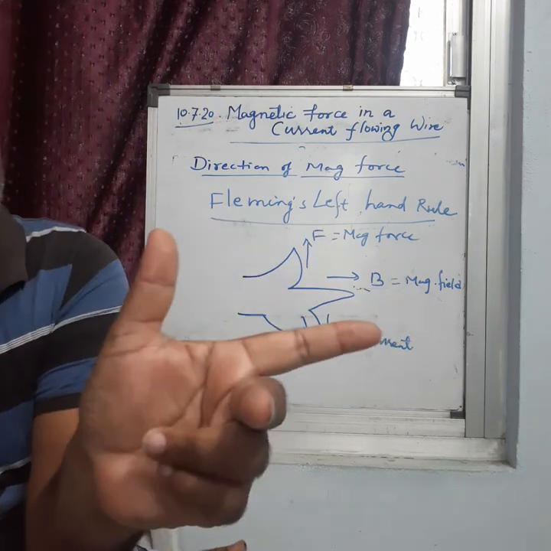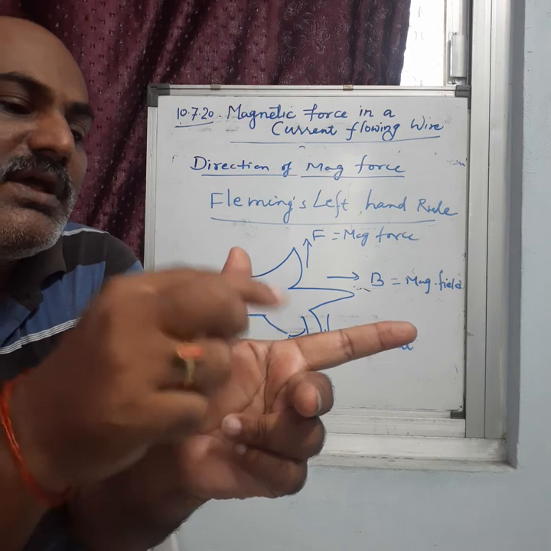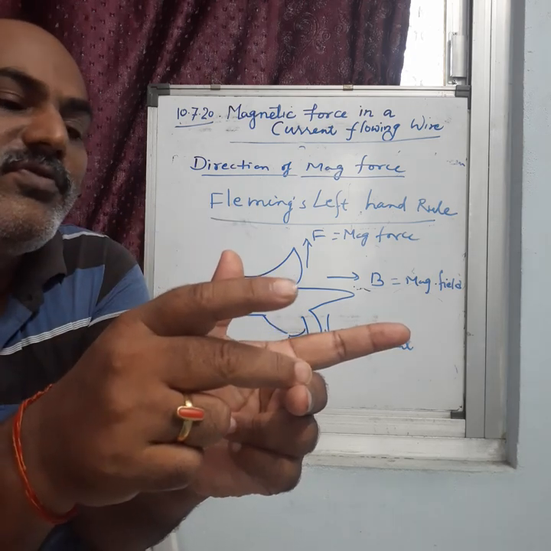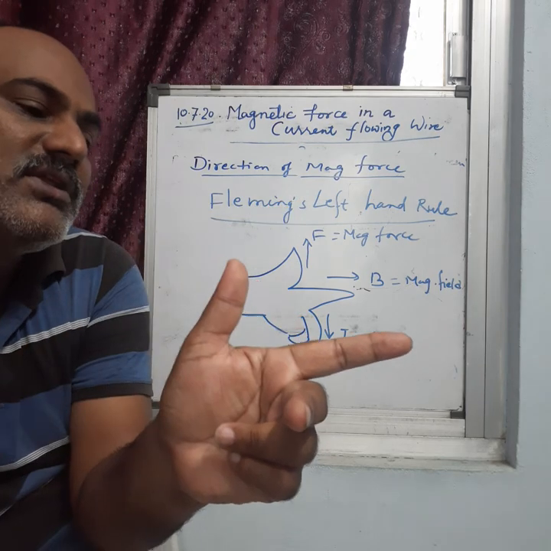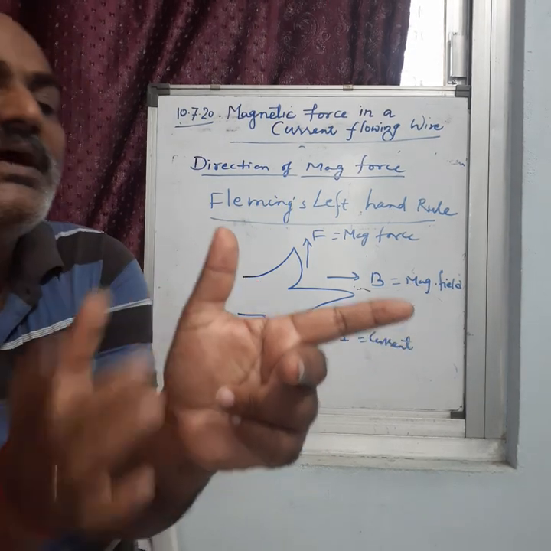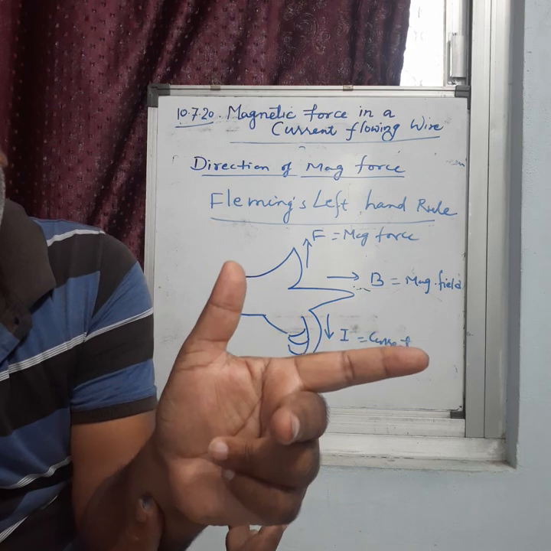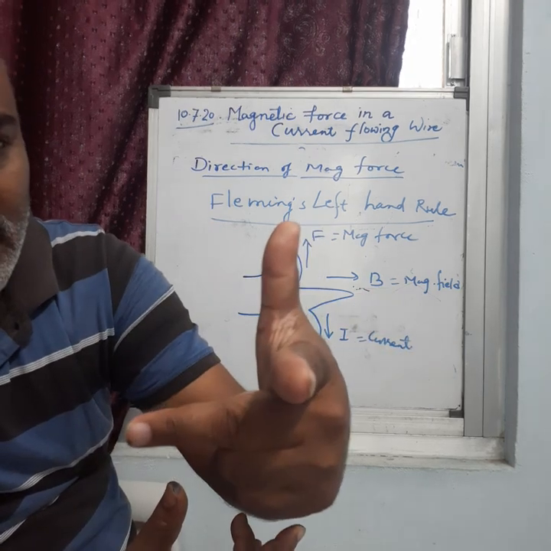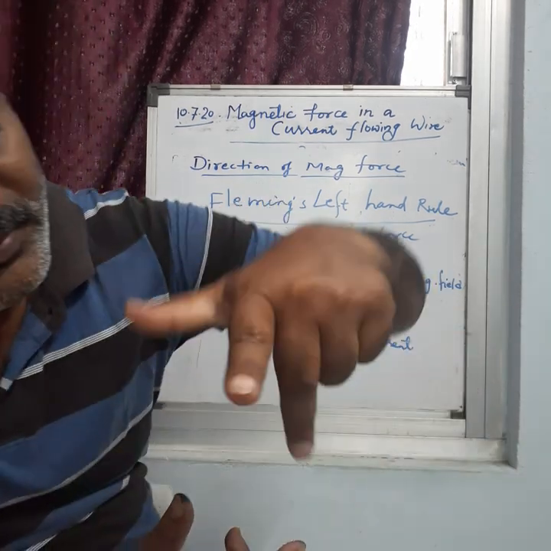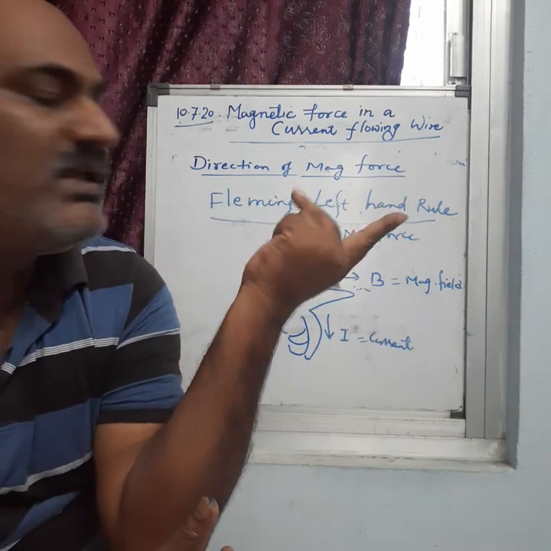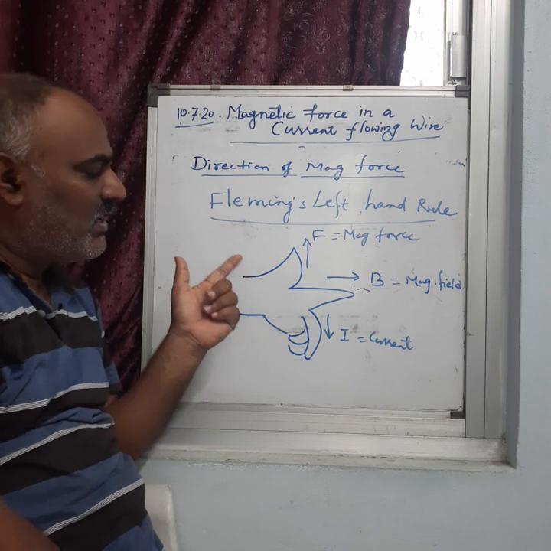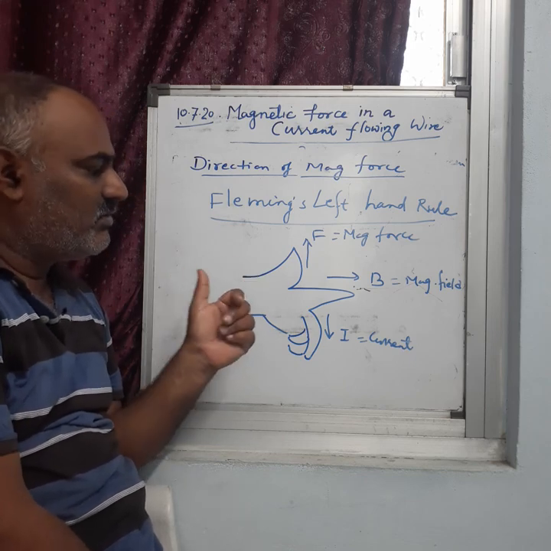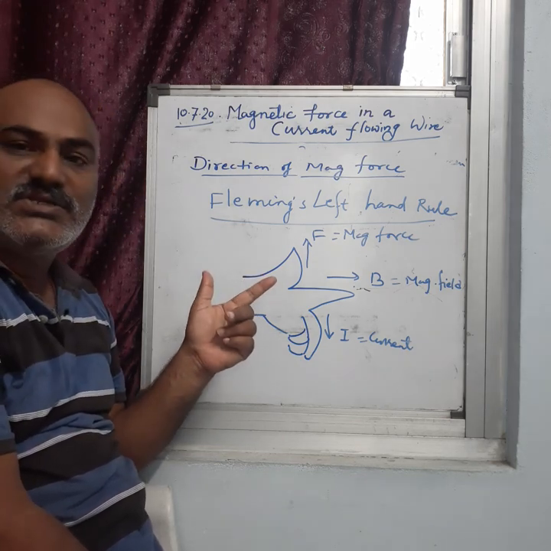Now see carefully: if current flows along the middle finger and the magnetic field along the forefinger, then the magnetic force will be along the thumb. This may be like that, or like that, any one shape, but all must be perpendicular. This is one example. All must be perpendicular, so you can guess the direction of the magnetic force.